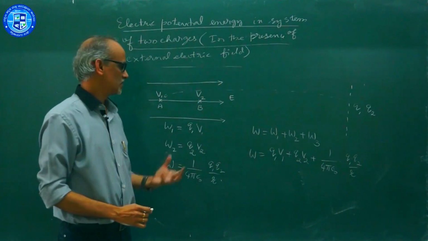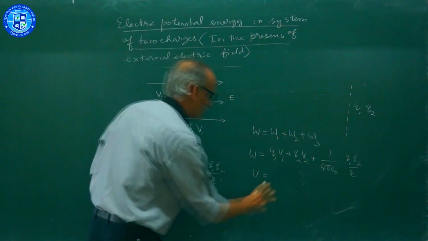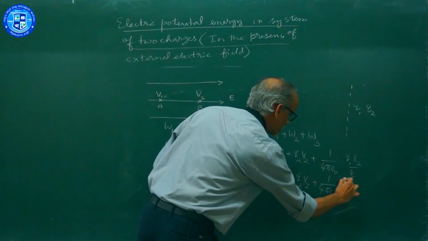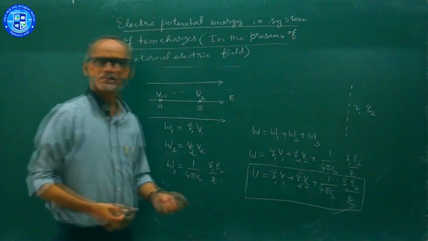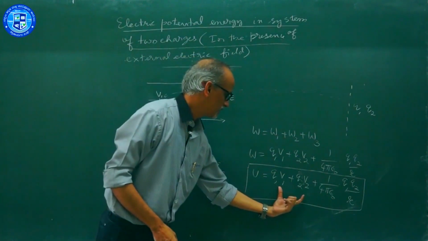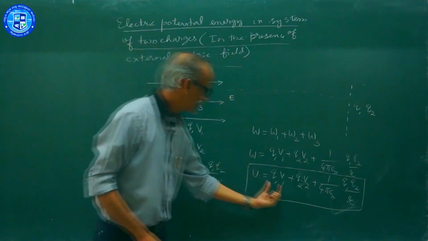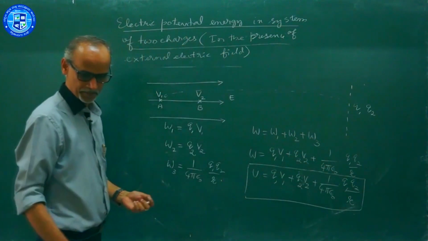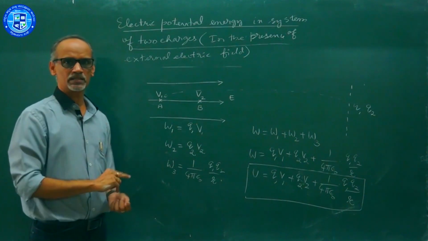So this is the net work done, and it is stored as electric potential energy in the system of two charges. That's why this W itself is equal to U, that is, Q1 V1 plus Q2 V2 plus 1 by 4 pi epsilon naught into Q1 into Q2 by R gives the net potential energy stored in the system of two charges in the presence of an external electric field. These two terms are additional because of the presence of the extra field. If this field is 0, then these two terms become 0 and you get the expression 1 by 4 pi epsilon naught Q1 into Q2 by R. So whatever I've explained here is the electric potential energy stored in the system of two charges in the presence of the field.